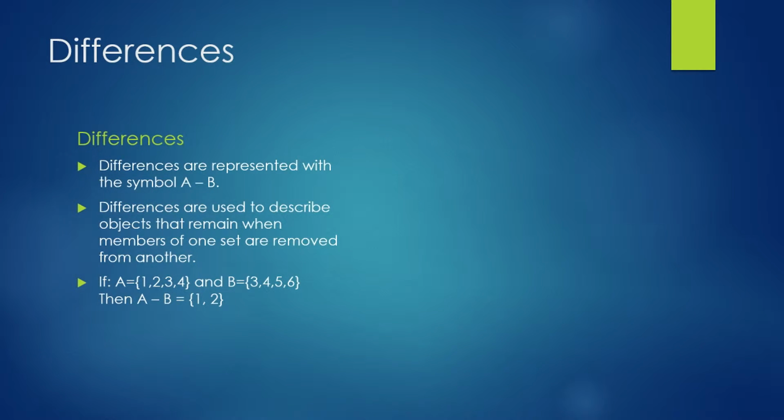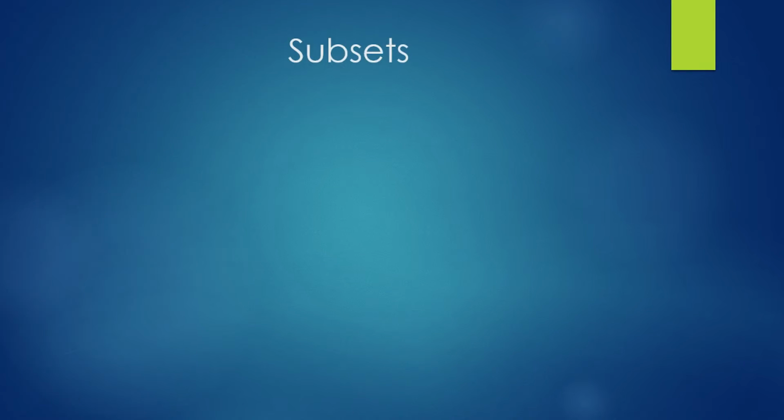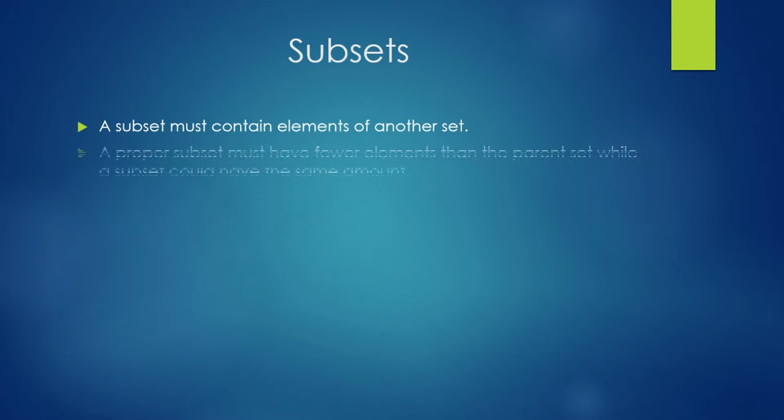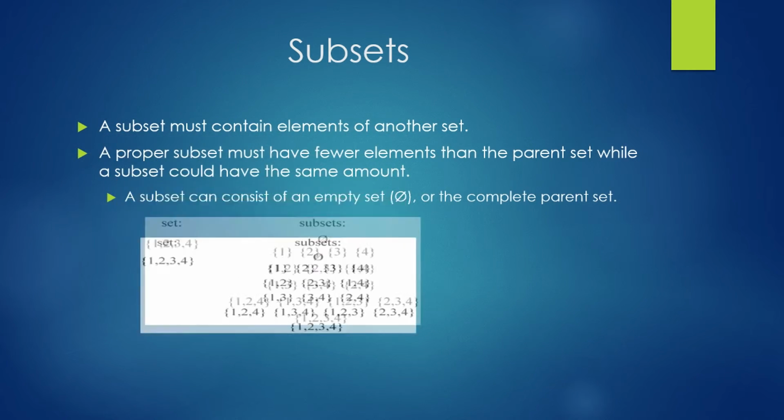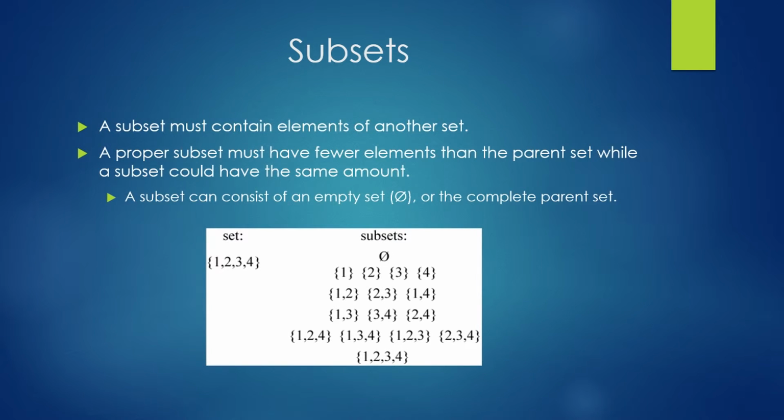Next up, we have subsets. And a subset must contain elements of another set for it to be considered a subset. A proper subset must have fewer elements than the parent set, while an ordinary subset could have the same amount. And a subset can consist of an empty set or the complete parent set.